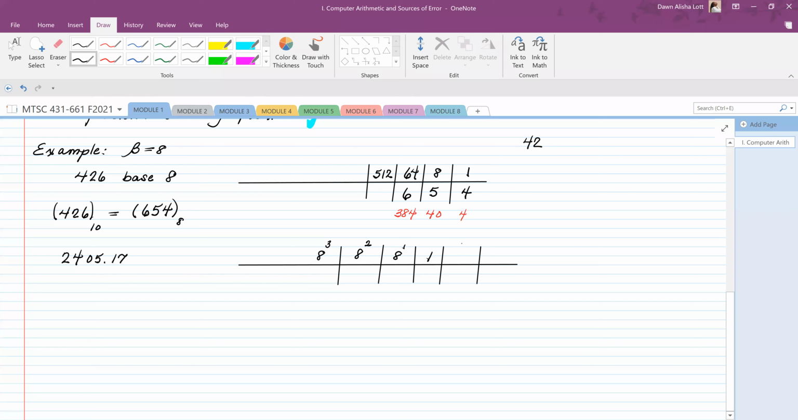All right. And so then this becomes 8 now. So this is 8 to the 0. This becomes 8 to the -1. And this becomes 8 to the -2 because we're going to have a decimal.